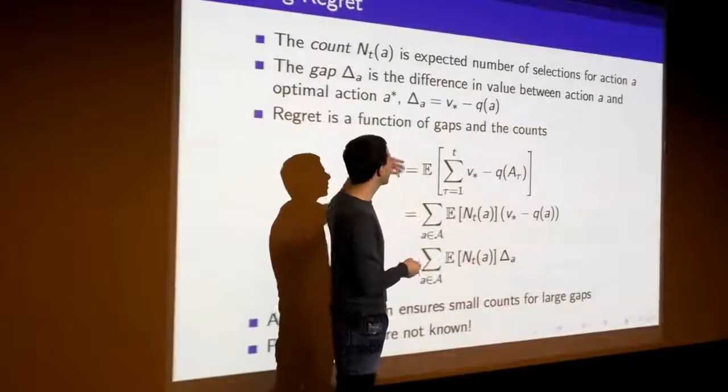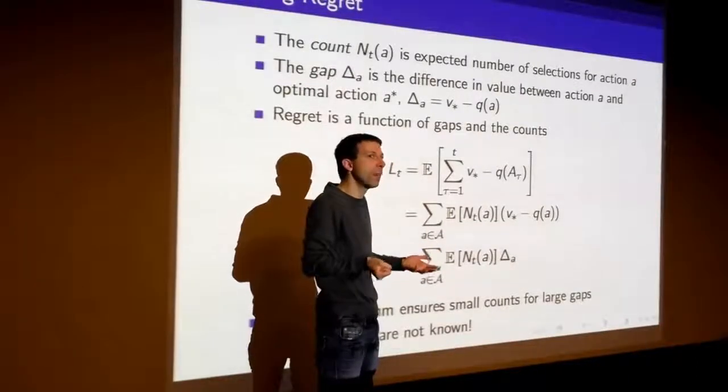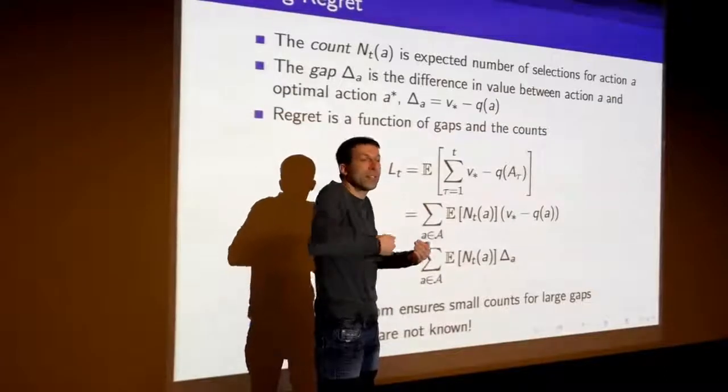And so all of this is to say that we can just rewrite this regret, this thing we really care about optimizing. So we want to minimize our regret. We want to get as close as possible to optimal.